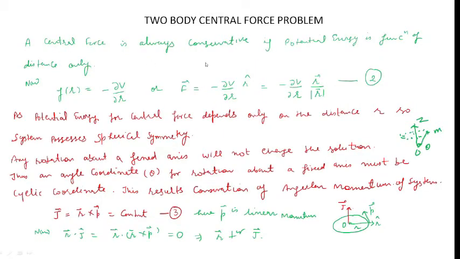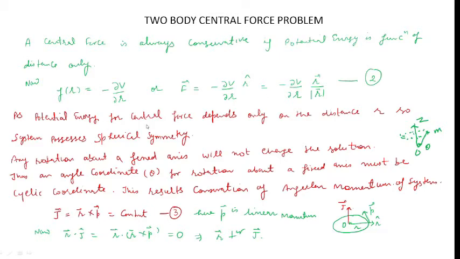Further, a central force is always a conservative force if the potential energy is a function of the distance only. Then we can write the magnitude of the central force as equal to minus dV over dr. Here V is the potential energy, which is a function of the distance only. In terms of the vector quantity, we can write the central force as equal to minus dV over dr times unit vector r, or minus dV over dr times vector r divided by the modulus of vector r. Let us say it is equation number 2.